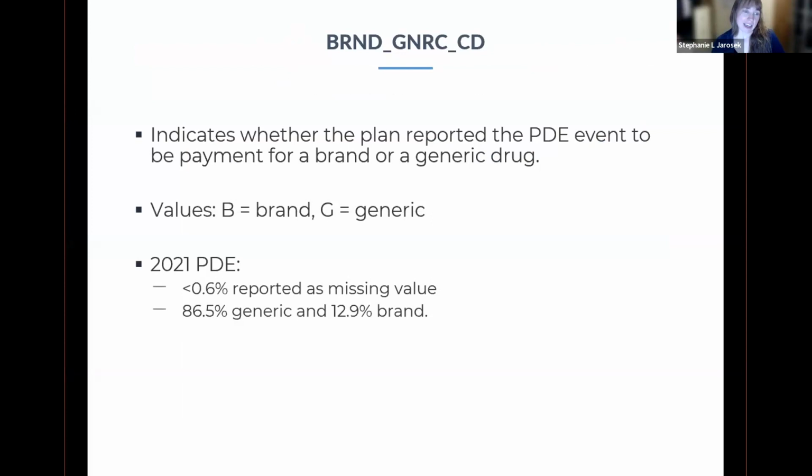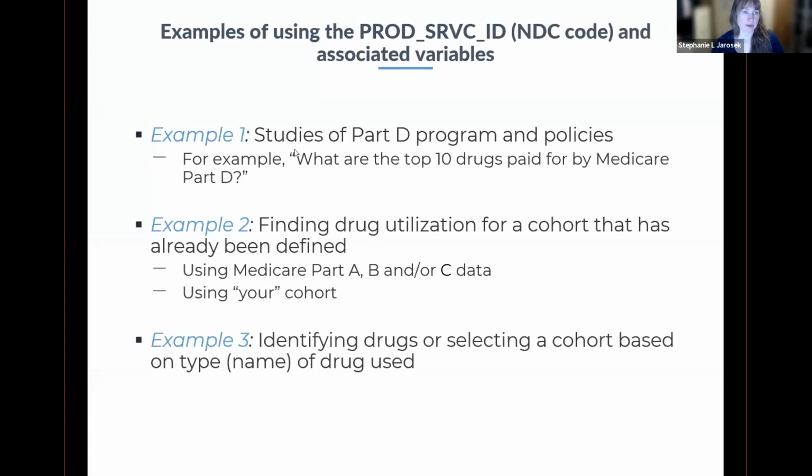And then there's, like I mentioned, a brand and generic code switch that will tell you whether this was a brand name drug or a generic drug. In 2021, 86.5% are generic and 12.9% are brand. And then we do have some that are reported as a missing value. This is, again, one of those things with administrative data. You do your best with combining data sources, but sometimes there will be a few that we don't get information on. It's less than 1%, but we just don't have that information on there.